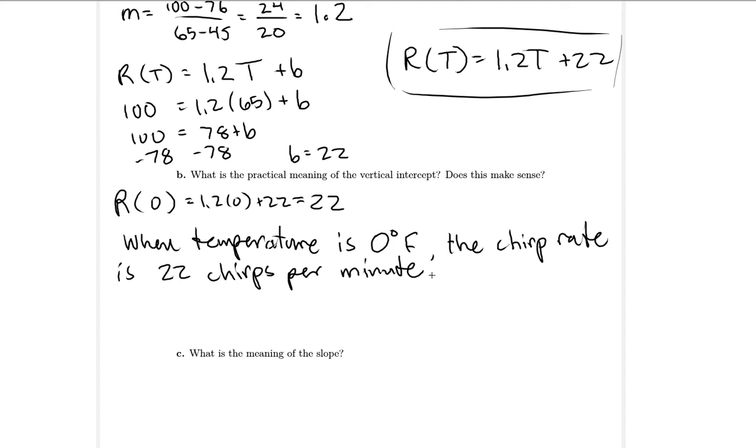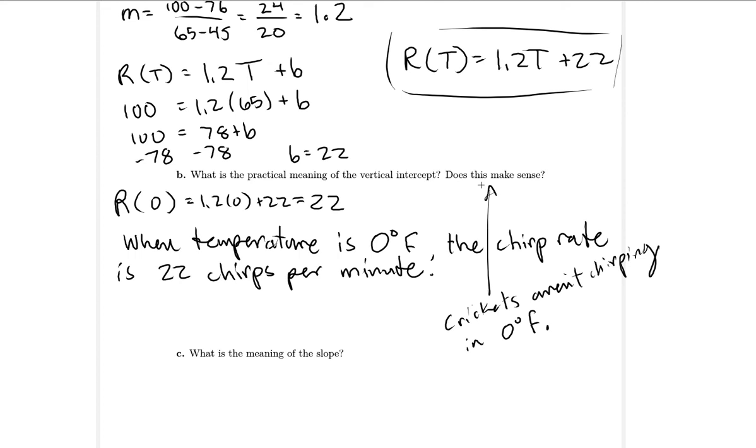Now, does this make sense? Well, I would tend to say no. When it's 0 degrees outside, I try not to go outside, but if I did, I don't think I would be expecting to hear crickets. So something's going on with the crickets. They're probably in some sort of dormant state, or whatever happens to crickets in the wintertime. They're not actually chirping. So crickets aren't chirping in 0 degree Fahrenheit. That's probably just not happening, so it doesn't really make sense.